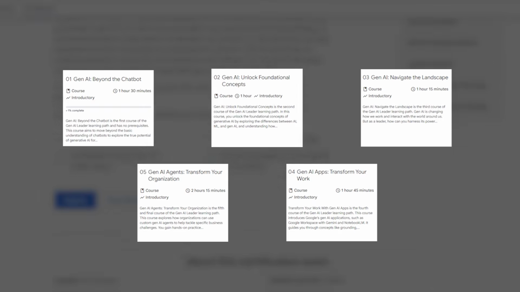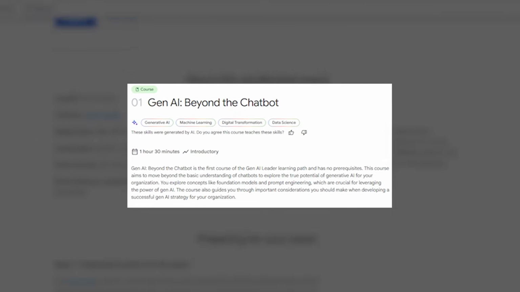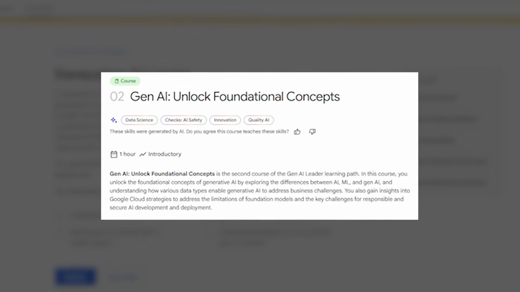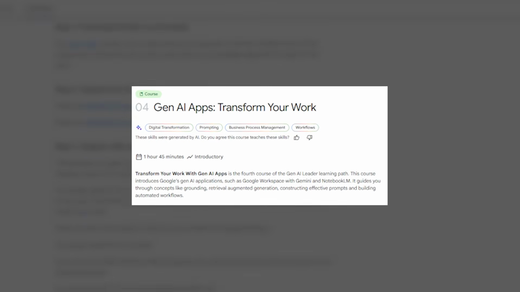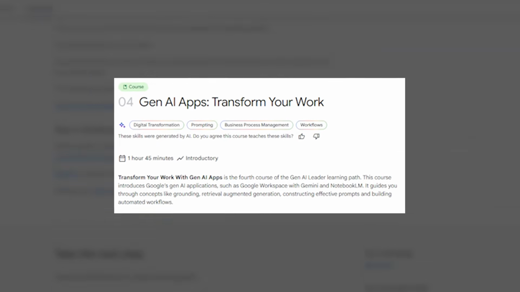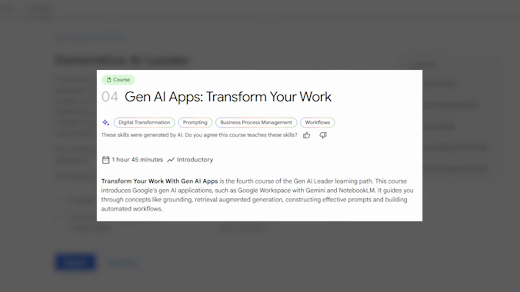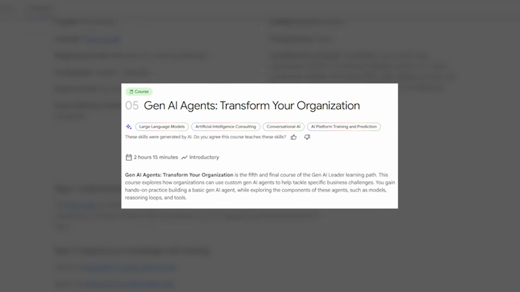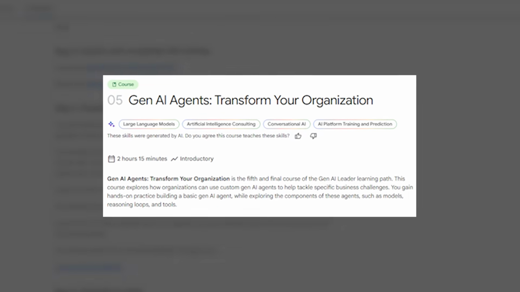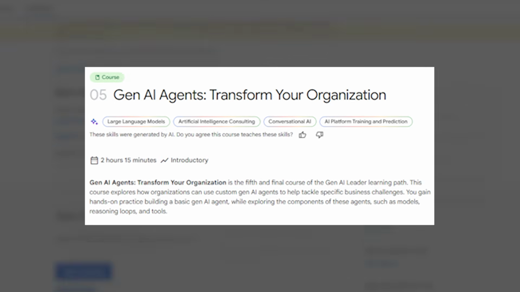Let's go. The course is structured into 5 modules. The first module explores the full capabilities of generative AI. The second module unlocks foundational concepts of generative AI by defining it and differentiating it from AI and machine learning. The third module provides a comprehensive overview of the GenAI landscape. The fourth module teaches you how to use GenAI apps by covering key prompting techniques and concepts like grounding and retrieval augmented generation to transform your work. And the last module explores how to build and deploy generative AI agents, covering their core components, advanced techniques, and outlining a plan for transforming your organization.